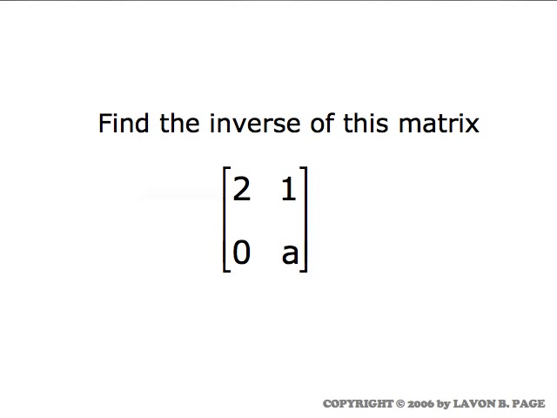Here's a 2 by 2 matrix in which one of the entries is an unknown number A, and we're asked to find the inverse of the matrix. Well, obviously you can't do this with the row operation tool because the row operation tool only works on numbers, and here we have the symbol A representing a number. So let's just run through it manually and see how it goes.